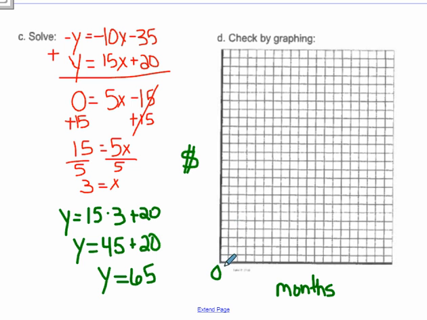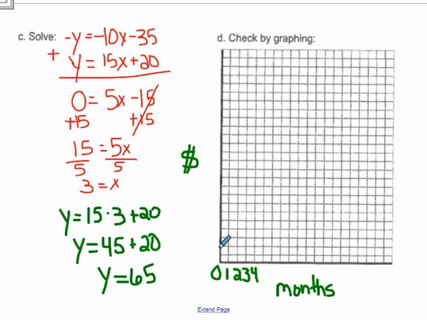Now I want to label it. So I start at 0 months, and I go 1, 2, 3, 4. I don't have to go very far because I know at month 3 is when they have the same amount of money in their account, so I can stop there. Now I'm going to go here. I'm going to count by 5s because if I count by 1s, I'll run out of room. And I'm actually going to only write in every other number just because it is a little bit tight.